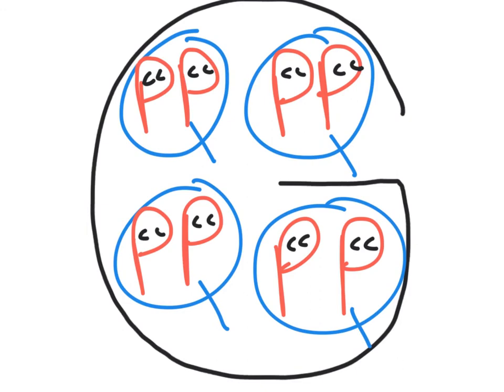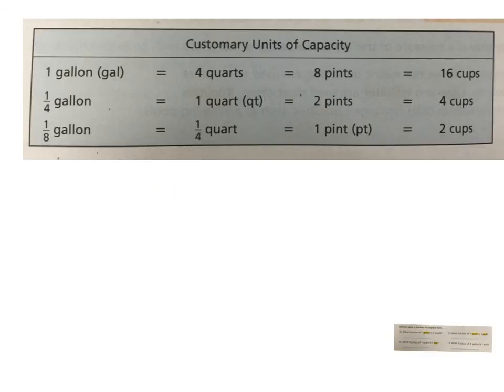Okay, but we're going to look at the chart now that's in the book on page 240. Okay, it shows 1 gallon equals 4 quarts, which we showed, and 4 quarts is equal to 8 pints, which is also 1 gallon is equal to 8 pints. There were 8 P's in the G. And then 16 cups. We also have it in fractions.